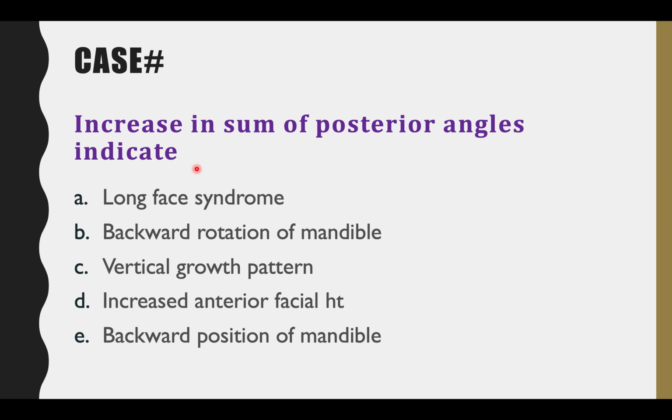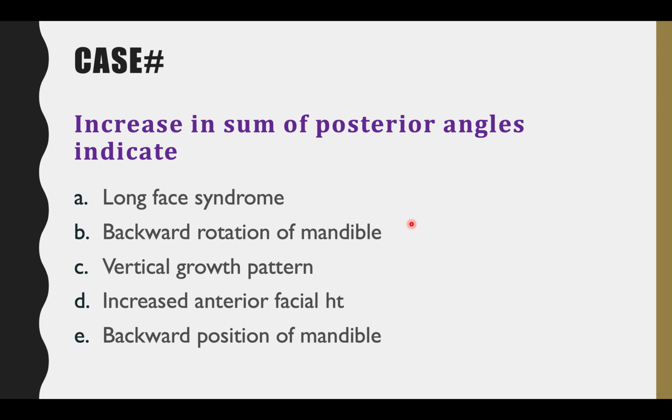So, what are the posterior angles? Saddle angle, gonial angle, articular angle. These posterior angles sum should be equal to 396 degrees. If it is greater, that means it is a vertical growth pattern and it is a poor prognosis for functional appliances. So, increase in the sum of posterior angles indicates long face syndrome?